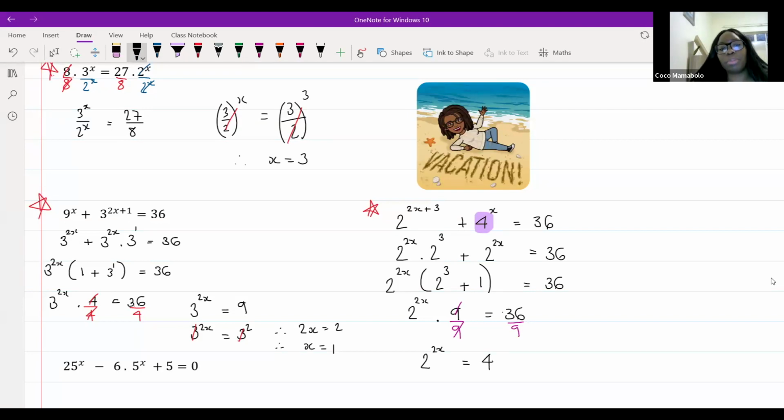I know that 4 can be written as 2 squared. I'm just going to continue over here. 2 to the power of 2x is equal to 2 squared. And then I'm not going to drop the bases. I'm going to gently put them down so that Narisha doesn't say we're giving them brain damage. We're gently going to put the bases down. And then we're going to work with the exponents. Therefore, 2x is equal to 2. And therefore, x is equal to 1.